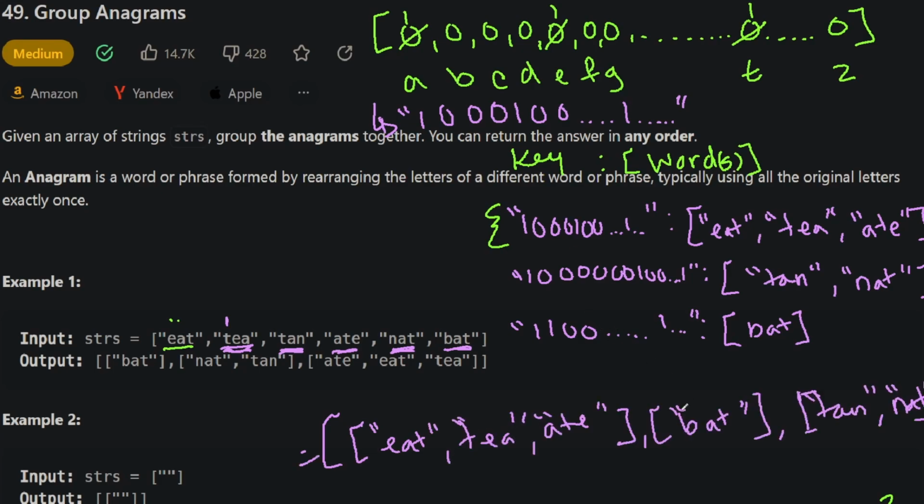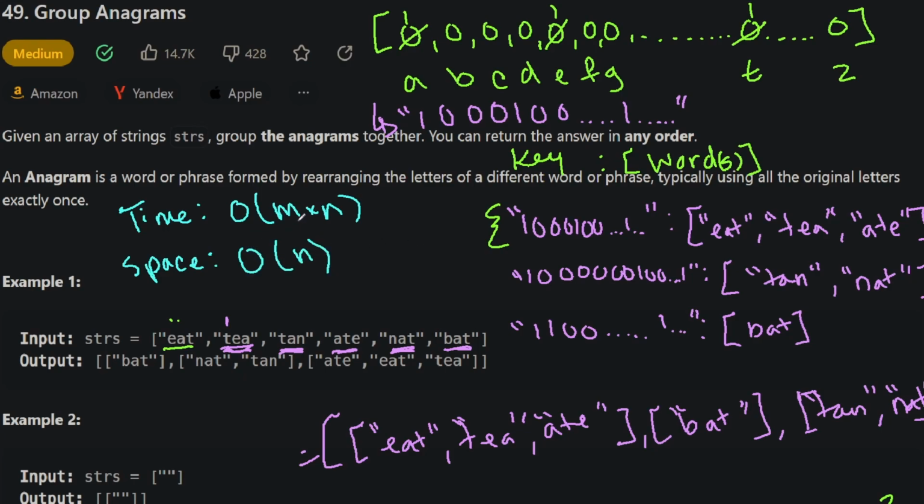So at the end, we would iterate through the object and grab all of these arrays and push them into its resulting array. So let's talk about time and space complexity.